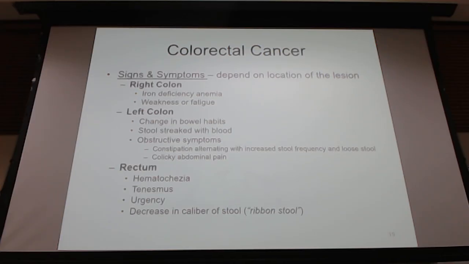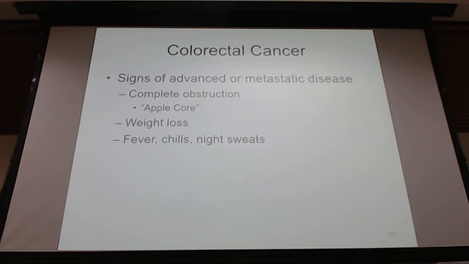And then how does that show up when we have metastatic disease? So complete obstruction, it's going to look like an apple core, and I'll show you what that means exactly. We're worried about unexplained weight loss, and then we ask these people, do you have fever, chills, and night sweats? People report having that for years, and it's an underlying cancer.